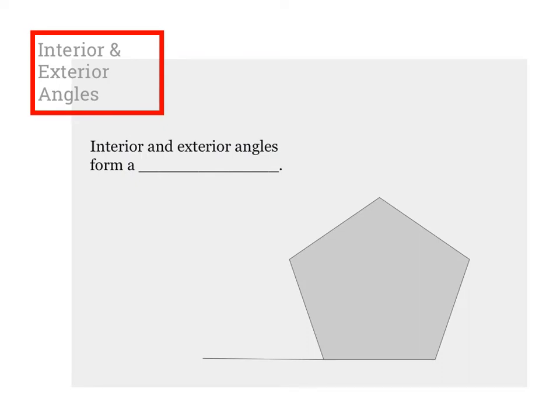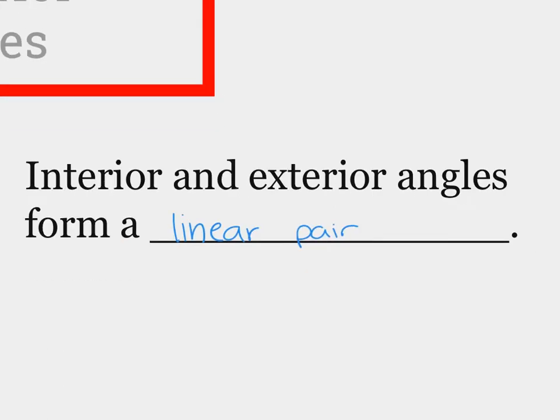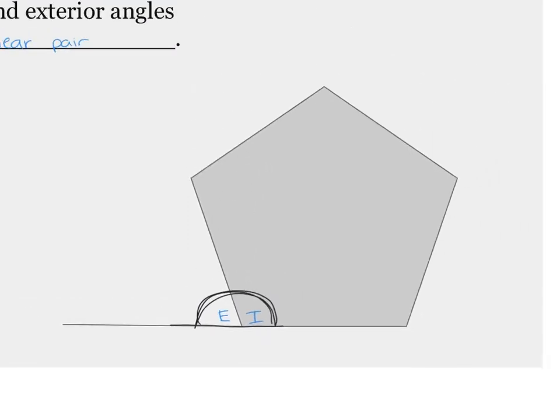Interior and exterior angles are going to form a linear pair. Recall that our interior angle is this piece, and our exterior angle will be that piece. It's kind of like if we extended that side. That linear pair is what we're referring to.